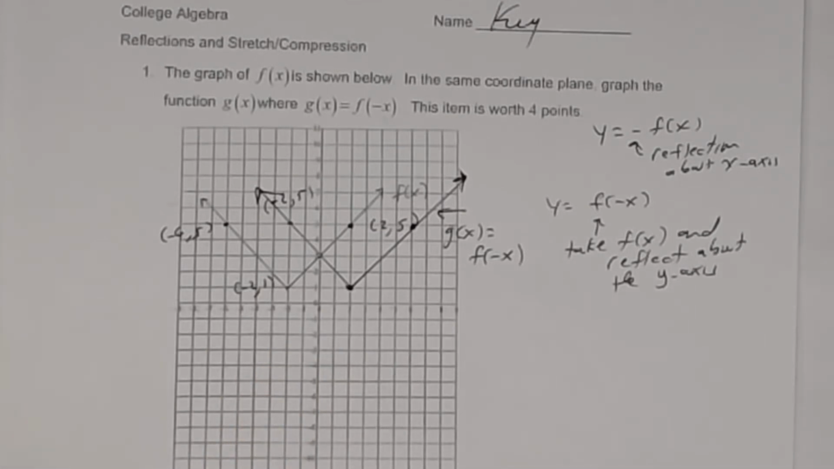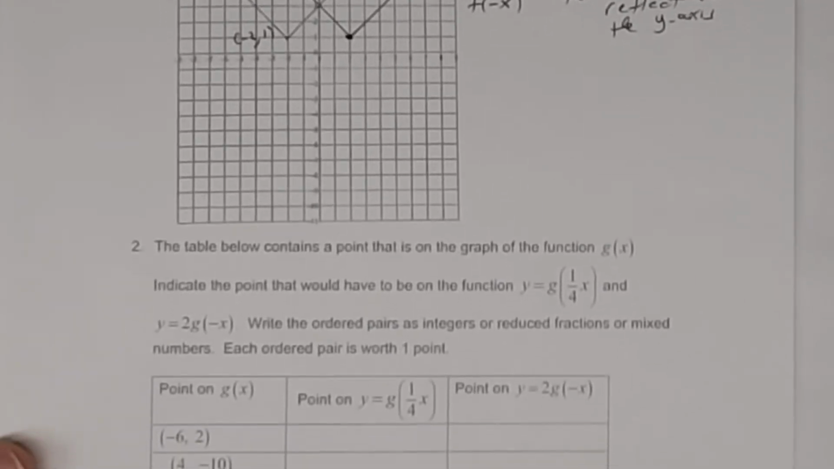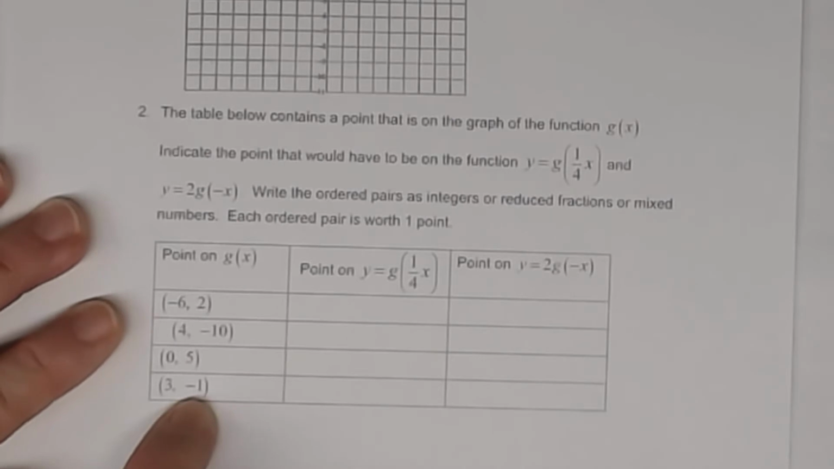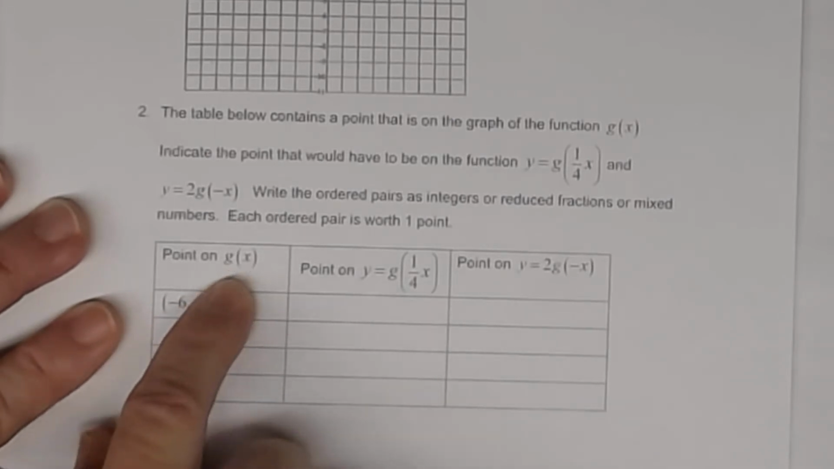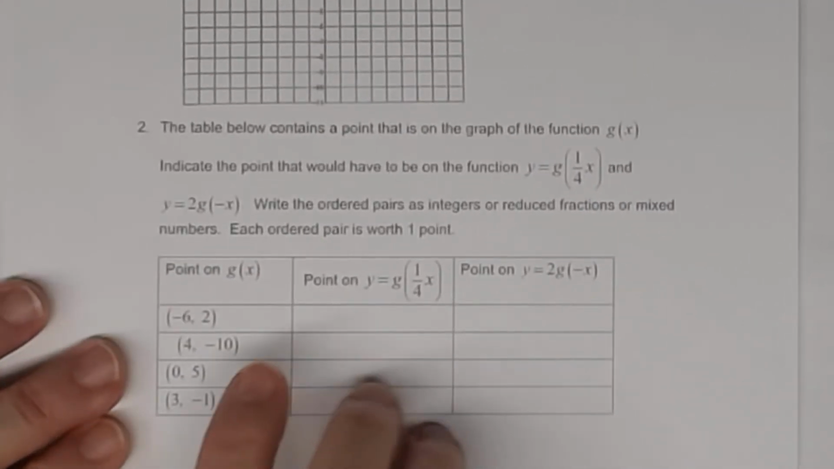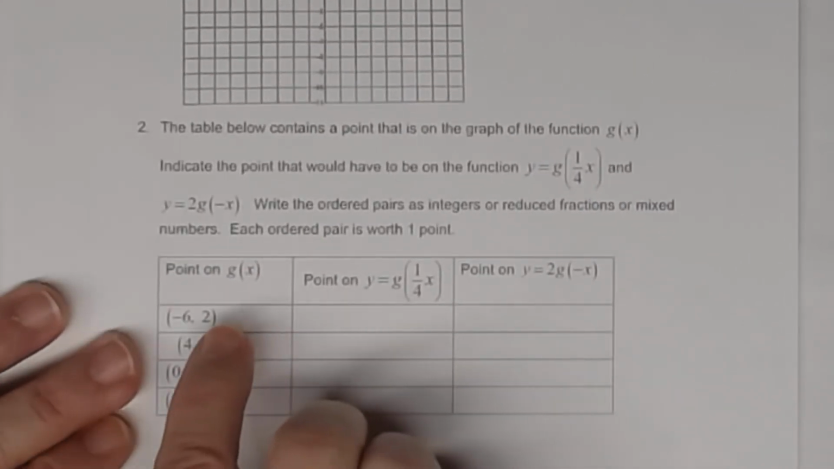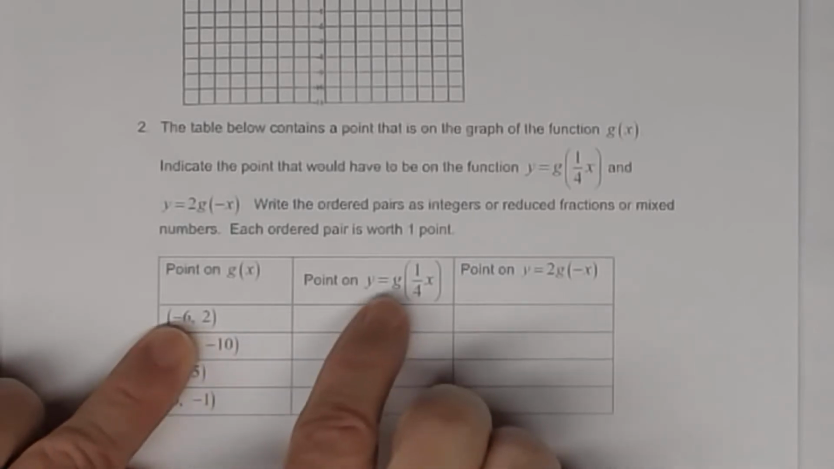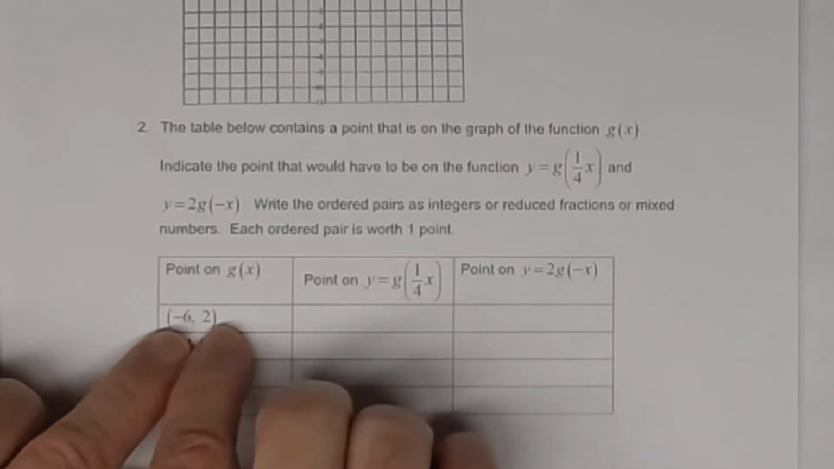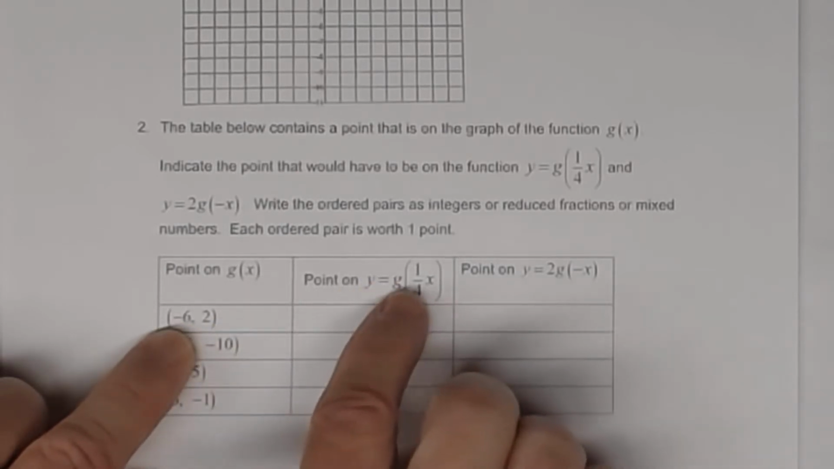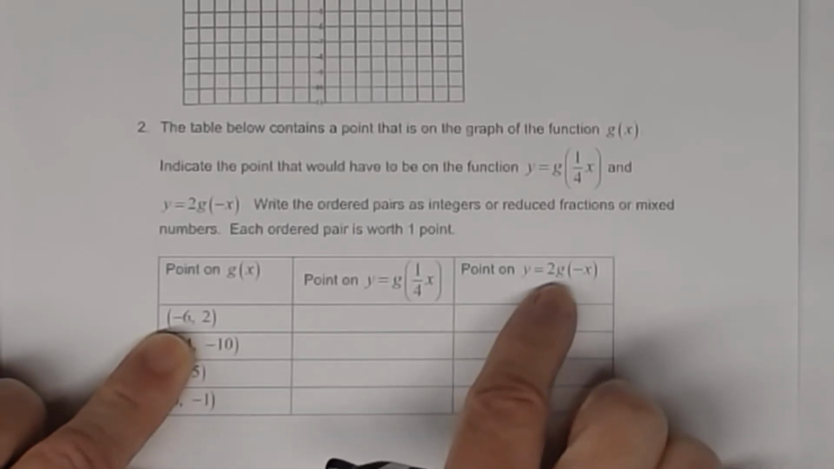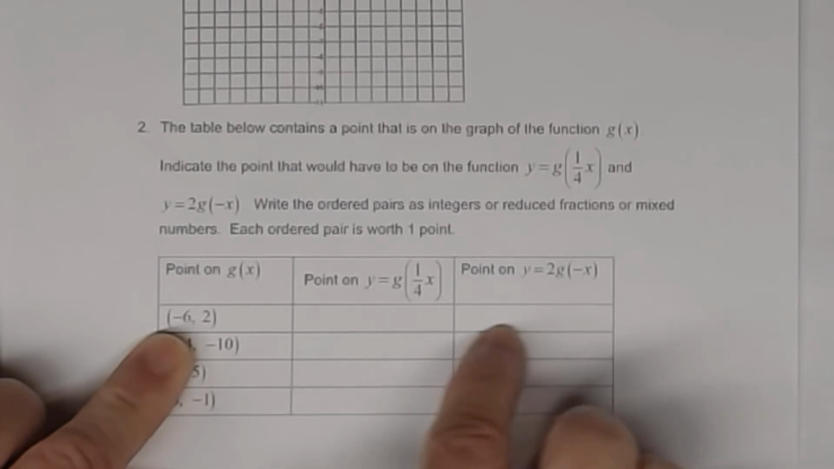Now let's look at this one. So number 2, you're given a set of ordered pairs. Each of those points is on the function g of x, totally different function than this. You want to find what this point would become if you were to graph g of 1/4 x. I know that on g of x, this is the point. So if I graph g of 1/4 x, this point becomes what? And if I graph 2 times g of negative x, what does this point become?